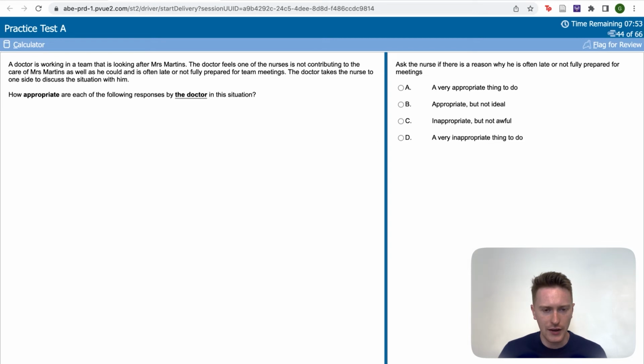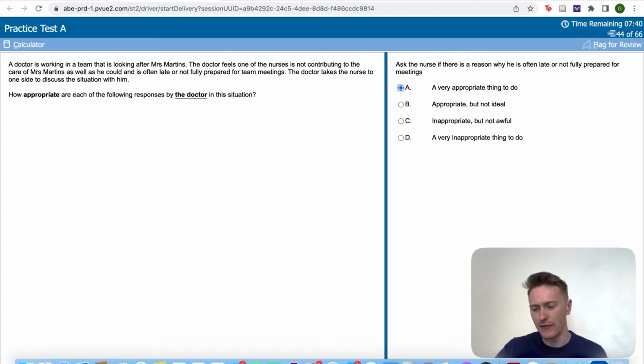A doctor is working in a team that's looking after Mrs. Martins. The doctor feels that the nurse is not contributing, they're late, they're not prepared. Okay, ask the nurse if there's a reason. Absolutely, always ask the question, is there a reason why you're behaving like this? It comes back to what we were talking about before.